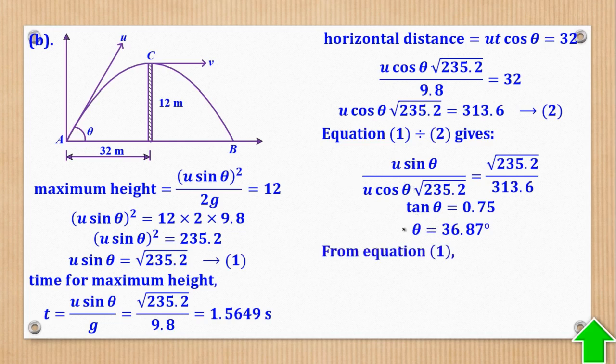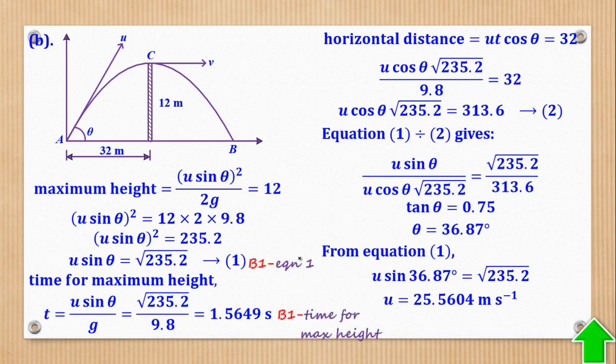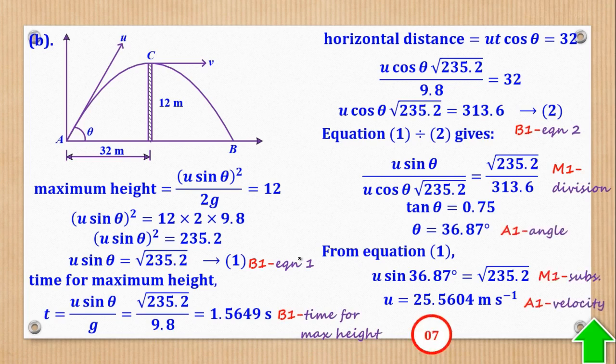Now that I've got the value of theta, I can come here or here to get the value of u. So if I use equation 1, substitute for theta and make u the subject. And that's what they wanted. So that's how we could get the 7 marks in that part.